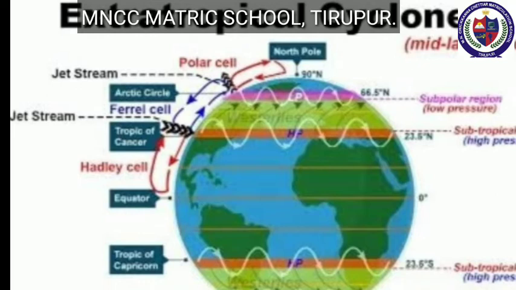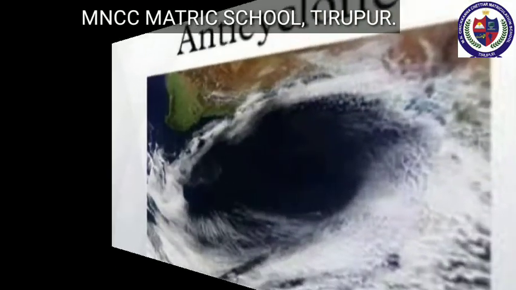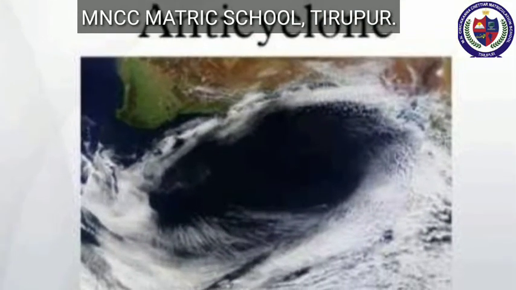Next topic, anticyclones. Anticyclones are the opposite of cyclones. Here, an area of high pressure region is found in the center surrounded by low pressure on all sides. The wind from the high pressure region moves outwards to the low pressure regions in a spiral form. Anticyclones are often accompanied by cold and heat waves.